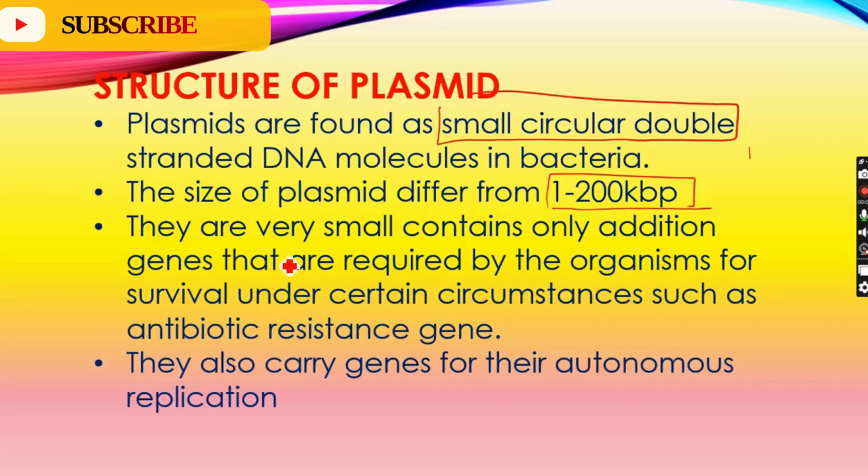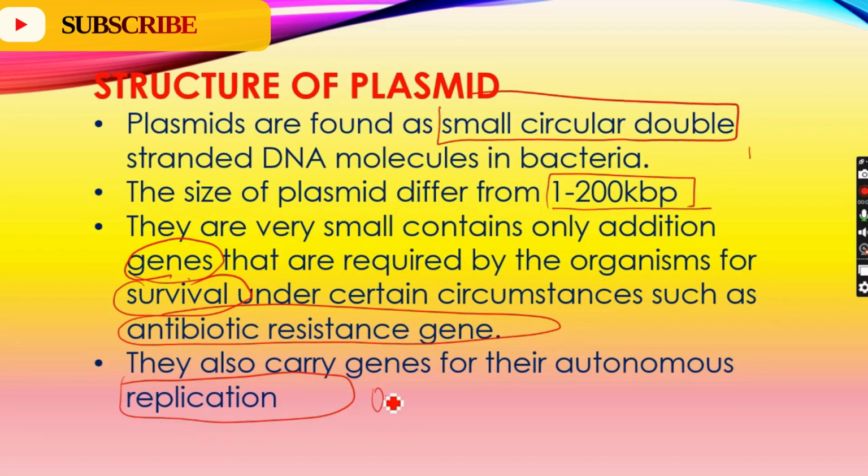Next, we are going to see the important regions. A gene which is helpful in the survival of the bacteria is the antibiotic resistance gene. That can be tetracycline, ampicillin, etc. They can also carry the genes for autonomous replication, that is the origin site where the replication is going to take place.